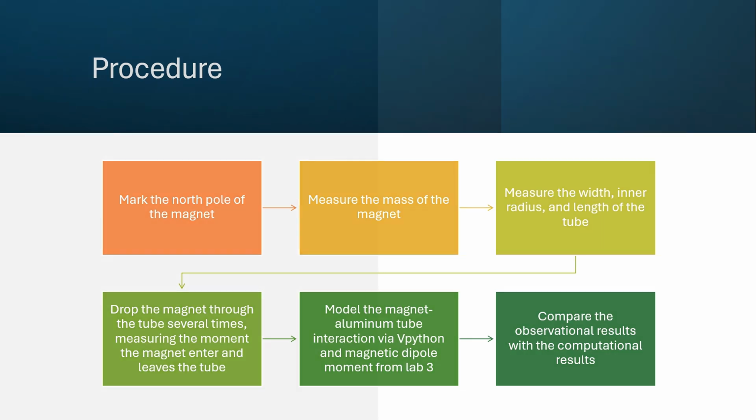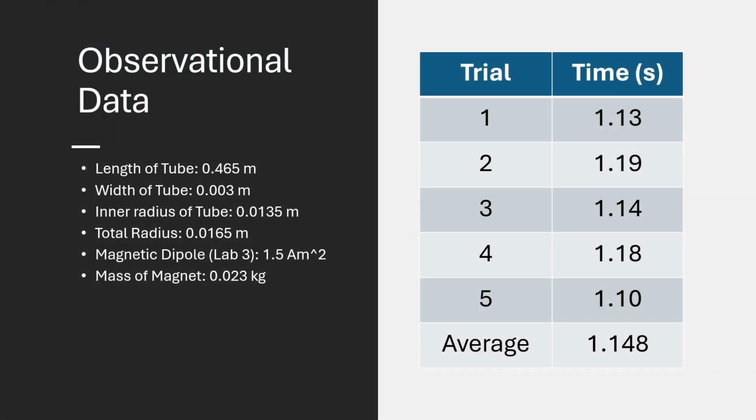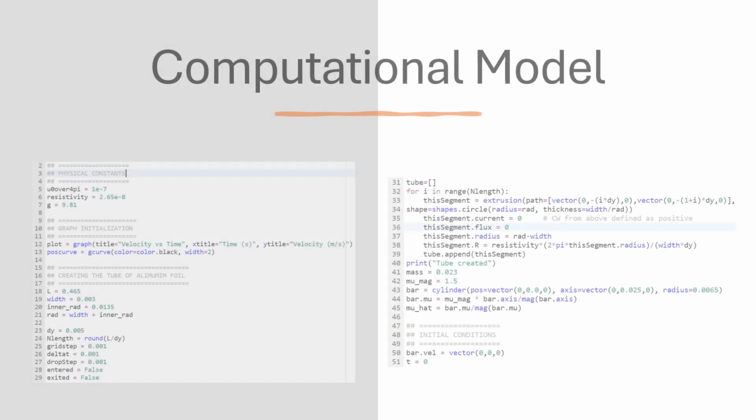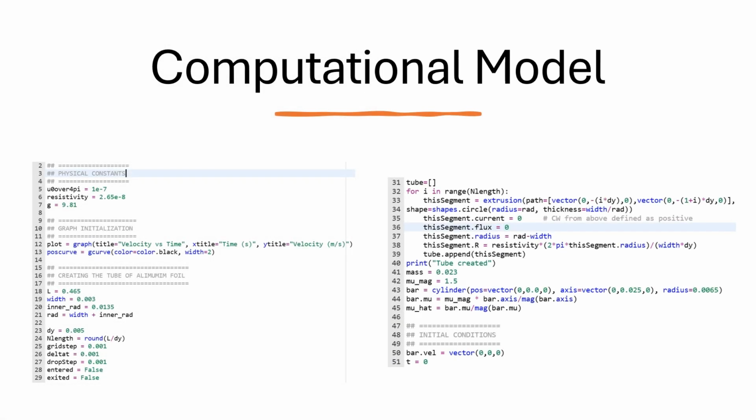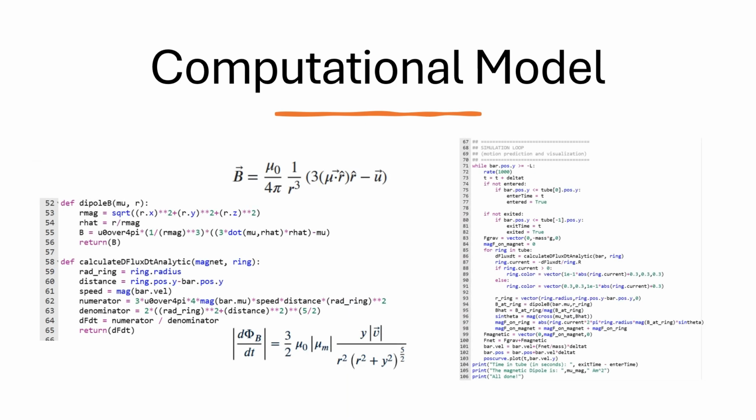Here's the observational data. You can see the trials, with 1.148 seconds to fall. And you can see we use this observational data here in the computational model, putting this into our code. And now we're going to set up some functions.